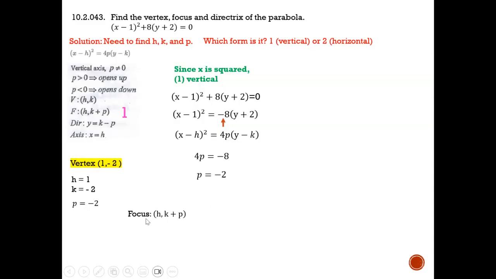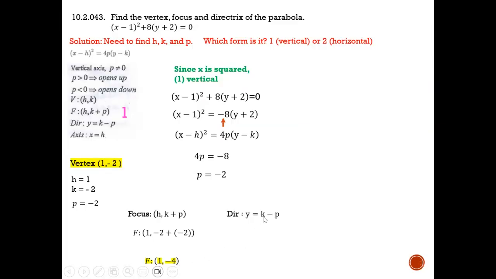Now, the focus is to find the vertex, which we already did. We need to find the focus and the directrix. The focus is (h, k plus p). So my h is 1, the k is -2, and my p is -2. So it'll be (1, -4). That's my focus.